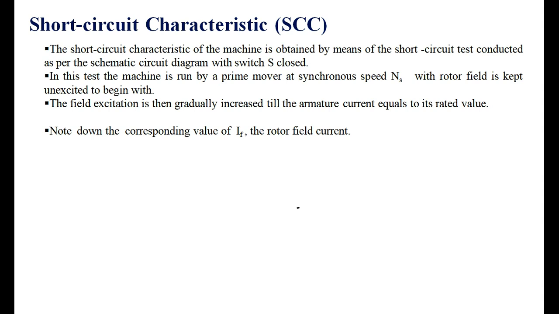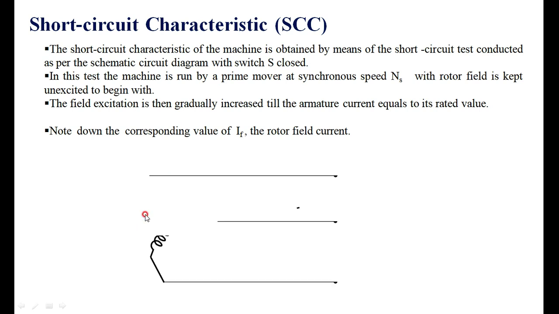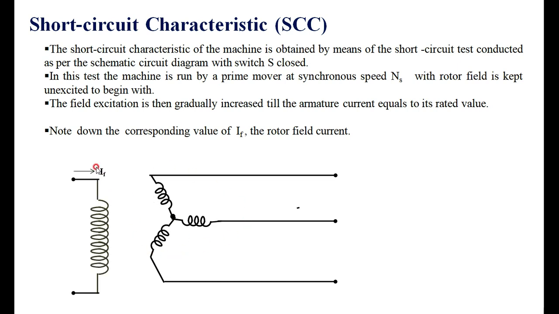The short circuit characteristics is a linear characteristics, so even one point is sufficient to draw it. The setup once again remains the same. It consists of an armature winding and a field winding, and the field is rotating with a synchronous speed.